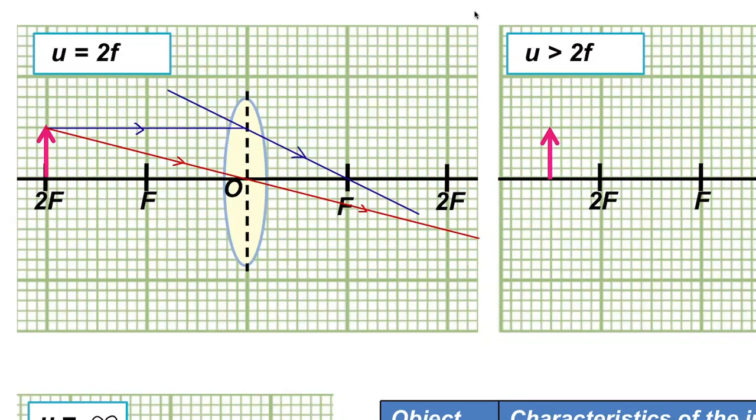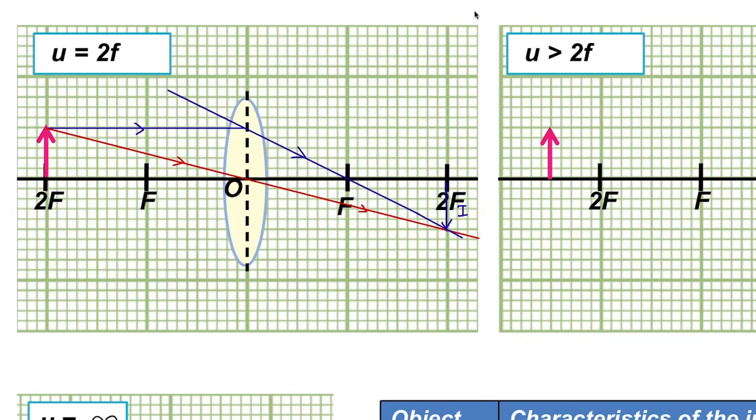The blue line did not intersect with the red line, so you have to extend the line. You will get an intersection there. As you can see, this is the position of the image, exactly at 2F also, and the size of the image is the same as the object.